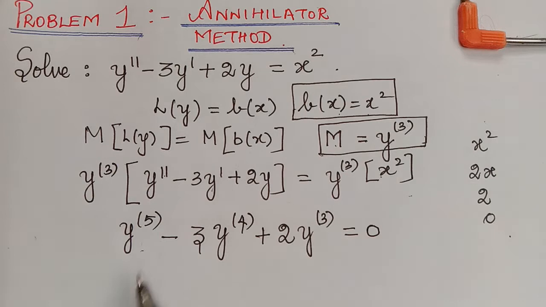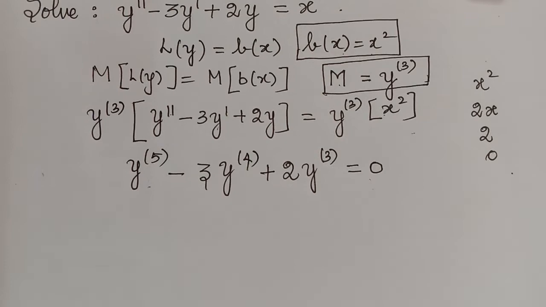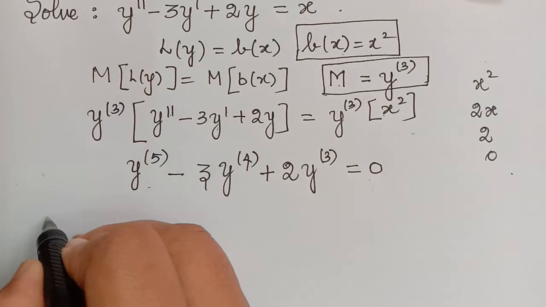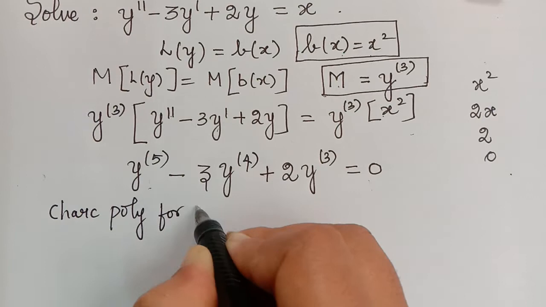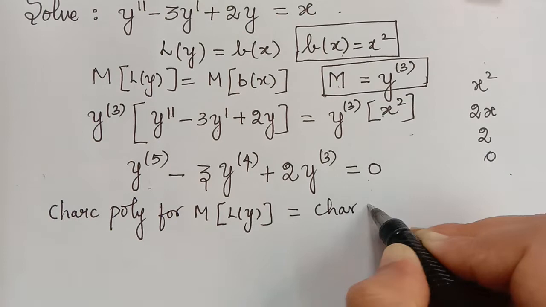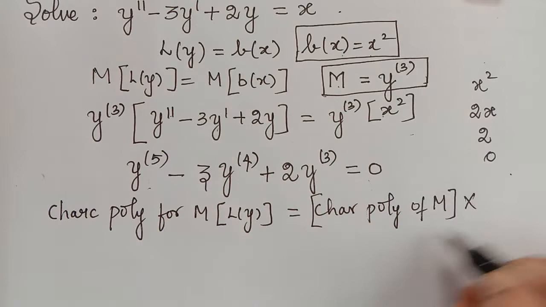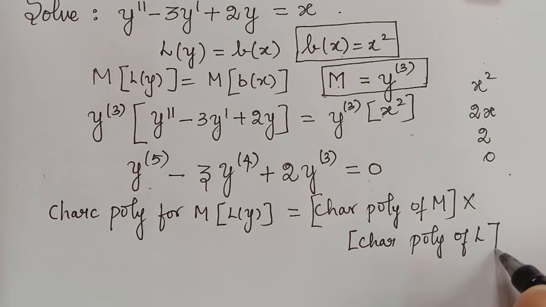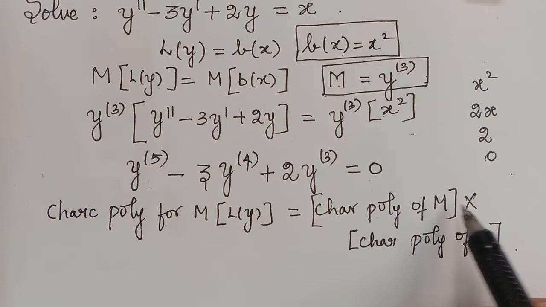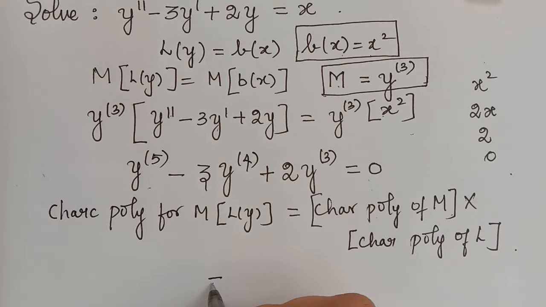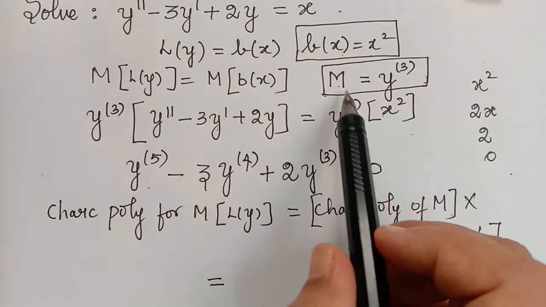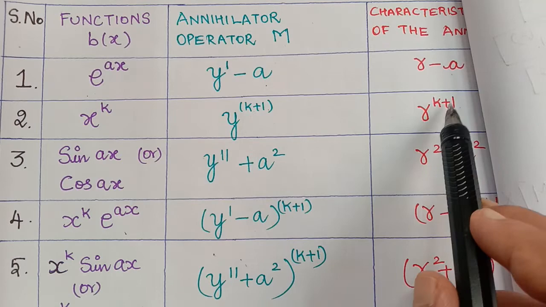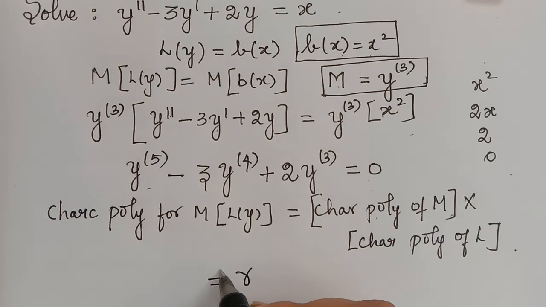Now we have to write the characteristic equation of this equation. We know that the characteristic polynomial for M of L of y is the product of the characteristic polynomial of M multiplied with the characteristic polynomial of L. What is the characteristic polynomial of M? Just now we saw, M is equal to D power 3. The characteristic polynomial for D power k plus 1 is r power k plus 1, so here it will be r power 3.